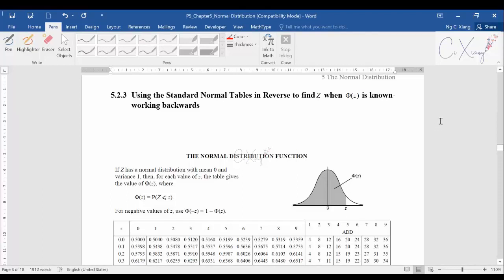Okay, so for today's video, we are going to learn how to use the standard normal table in the reverse way. Reverse way means in the opposite sequence compared to what we learned before in the previous example. We call it working backwards, or finding the value, or using the table in reverse way.